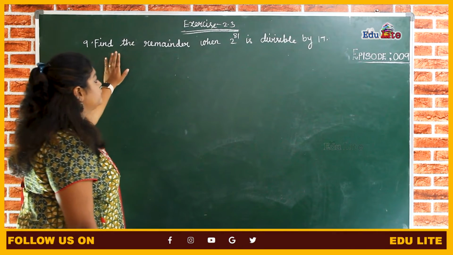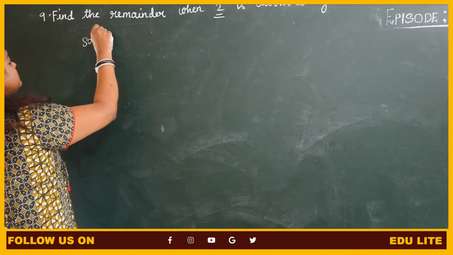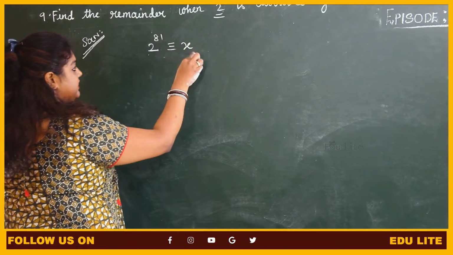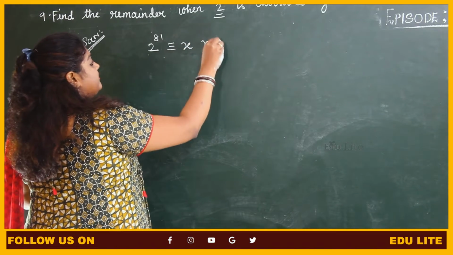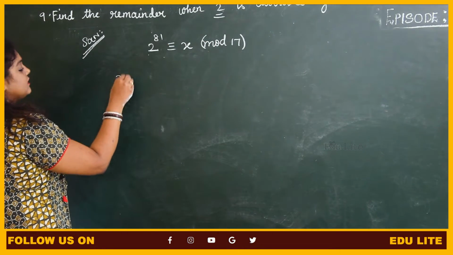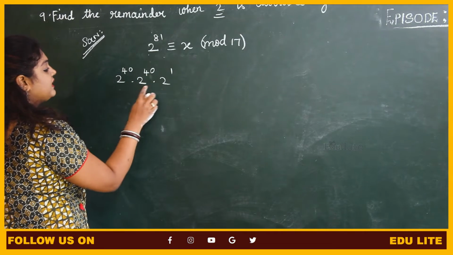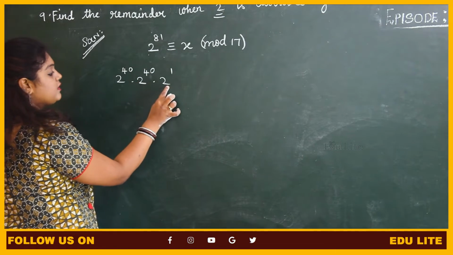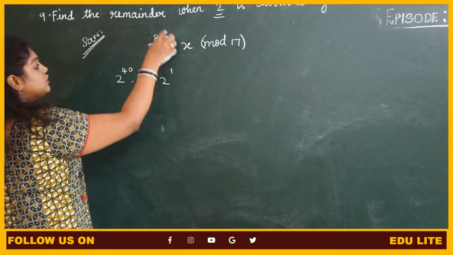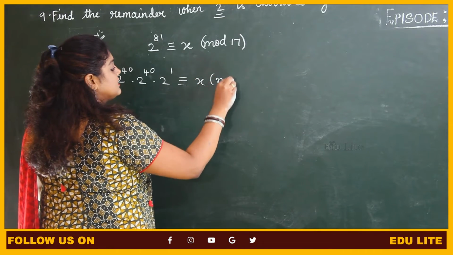Next question is, we have to find the remainder when 2 power 81 is divided by 17. Let us find it. So 2 power 81 is congruent to, we know the value of remainder, so we are having it as x when divided by 17, therefore mod 17. I am going to divide this 81 as 2 power 40, 2 power 40, 2 power 1. If the base is equal, we can add the powers. So 2 is equal here. If we are adding the powers, it will give us 40 plus 40, 80 plus 1, 81. So 2 power 81 we have segregated in such a way, which is congruent to x mod 17.